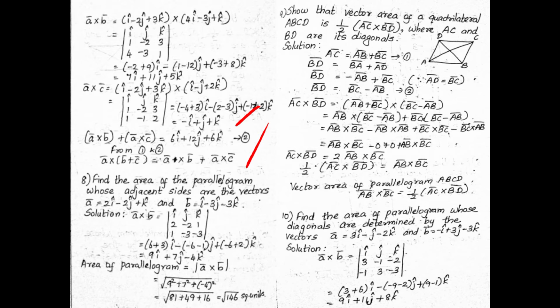So the area of a parallelogram is the magnitude of a vector cross b vector, which is equal to square root of 9 square plus 7 square plus minus 4 square, which is equal to square root of 81 plus 49 plus 16, which is equal to square root of 146 square unit.